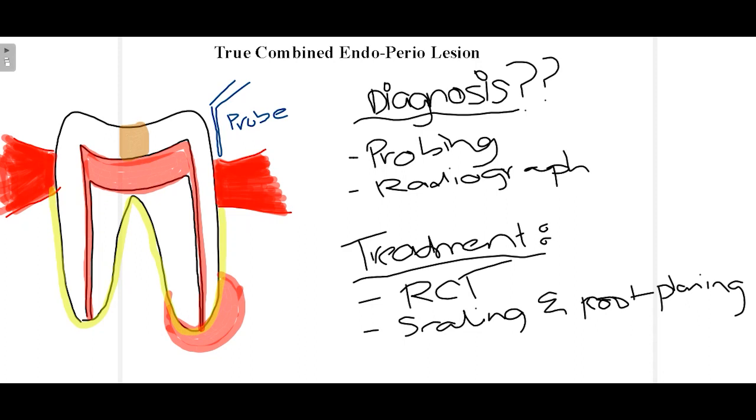For diagnosis, you do probing and you take a radiograph. Radiograph is the most basic test that you perform when a patient comes to you for any complaint related to dentistry. A radiograph has to be performed. There are very few exceptions where you don't perform radiographs, but most of the times a radiograph is performed. And in this case, the treatment is root canal treatment to solve the endodontic problem, and scaling and root planing to resolve the periodontal lesion. So that's all about endo-perio lesions and their relation with each other.